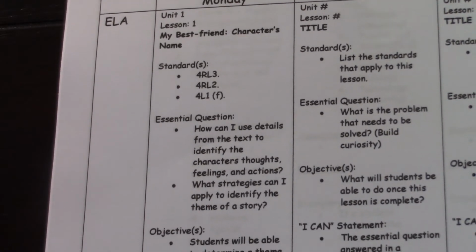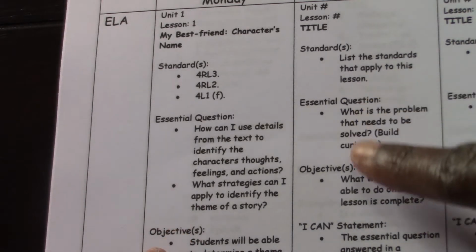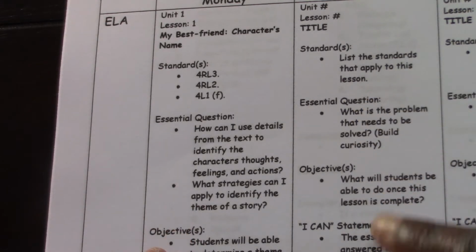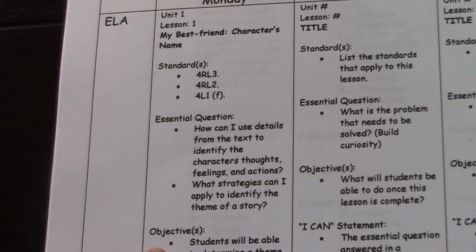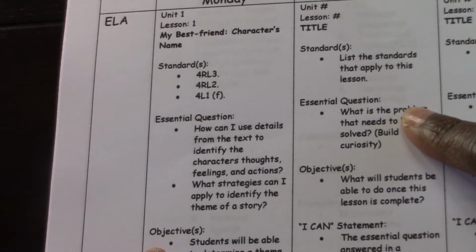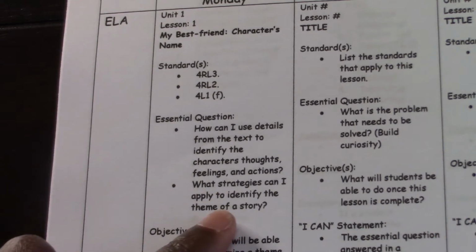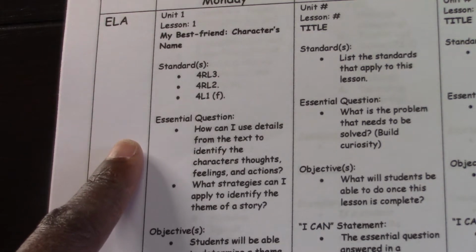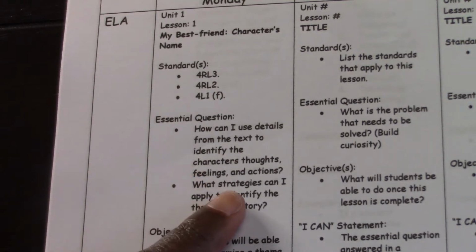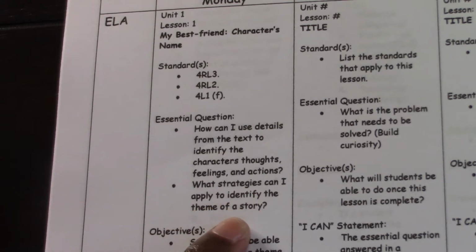When I was talking about the essential question, building inquiry, again, these 3 keys are located on the template itself, and it does give you another description. So if you don't remember exactly what I said or how I explained it, it is already typed. This can be erased and replaced with whatever information you choose to put. So the essential question for this was, how can I use details from the text to identify the character's thoughts, feelings, and actions? What strategies can I apply to identify the theme of a story?